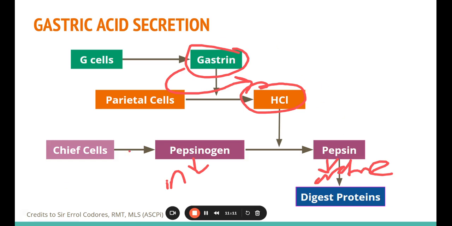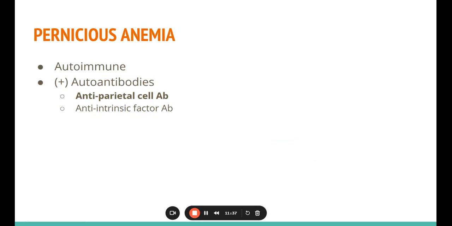This is the normal process, and we need all these cells, acids, and enzymes in this diagram so that the stomach can absorb the nutrients from the food that has entered into your system. In this topic, we're also going to talk about two conditions related to this process: pernicious anemia and Zollinger-Ellison syndrome. First, let us go to pernicious anemia.